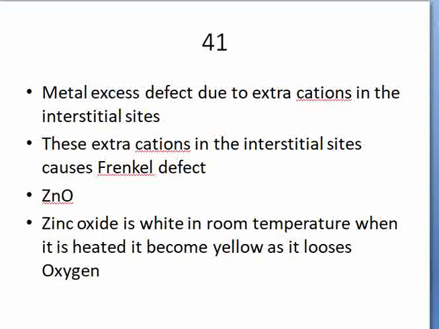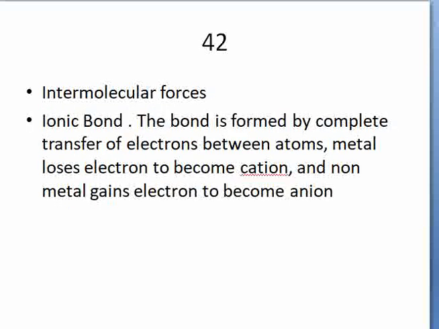If extra cations are present in the interstitial sites, it causes Frenkel defects. Like zinc oxide: zinc oxide is white at room temperature. When it is heated, it becomes yellow. It loses its oxygen, so it becomes a metal excess defect. Zinc oxide is also an example of a metal excess defect.